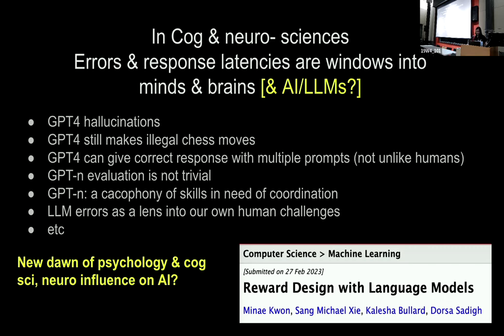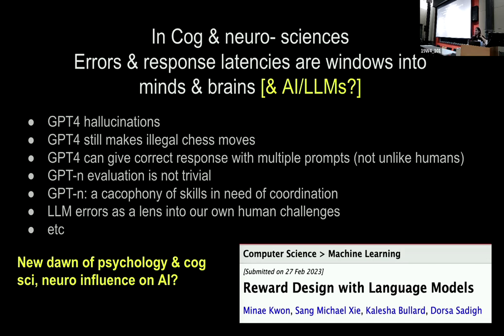And GPTs might offer us some kind of a cacophony of different skills that are in need of coordination. And maybe now you know why I had an orchestra conductor in the beginning. And their errors are almost like a lens into our own failures and our own challenges. And this is something that I hope I will show you on the next slide.